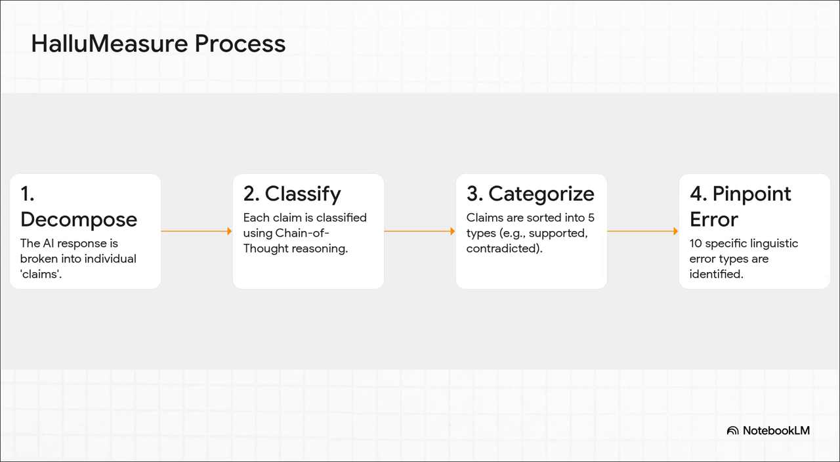First, HalluMeasure takes a big, complicated AI response and just decomposes it, breaking it down into individual, bite-sized claims. Then, it goes through each one and classifies it. Is this claim supported by facts? Does it contradict them? Is the info just absent? And finally, it gets super specific, pinpointing the exact type of error. Was it a wrong date, a misattributed quote? It's like a complete forensic analysis of the AI's output.